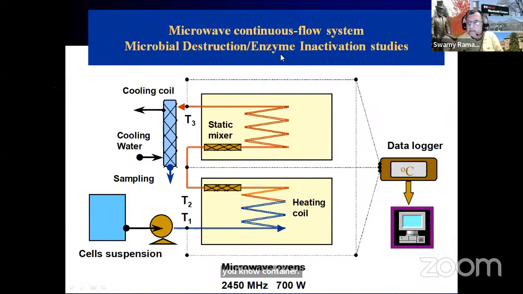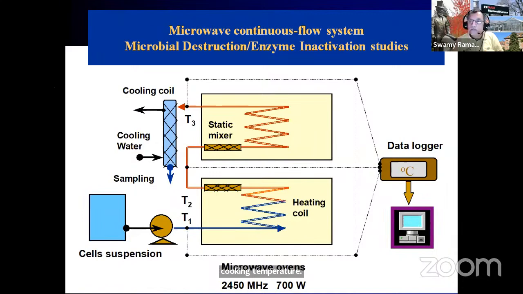And we have shown that microwave is more efficient than conventional heating. That means you can kill more at the same temperature, almost four times more microorganisms as compared to conventional heating. So it provides some enhanced thermal effects. Therefore, you can reduce the cooking time, or you can reduce the cooking temperature. Both of them will give you better quality products.